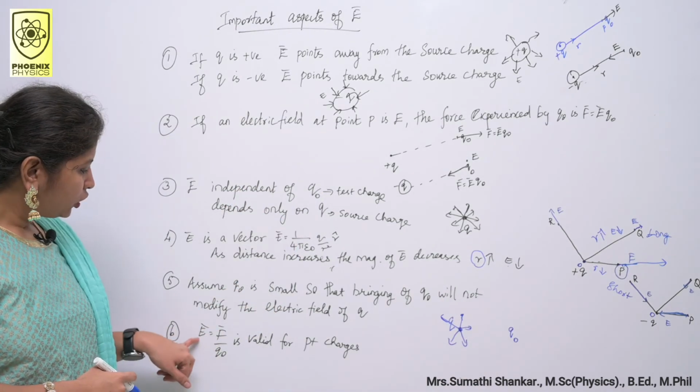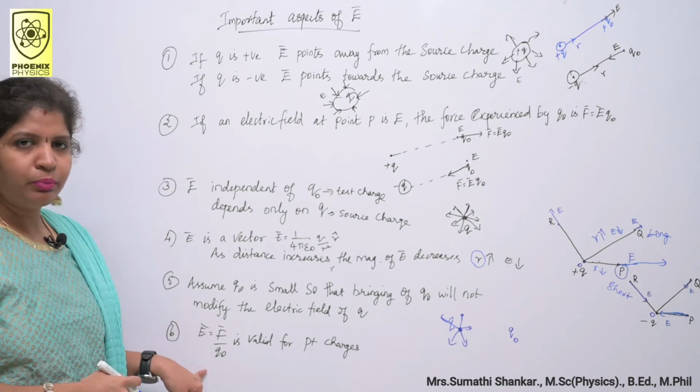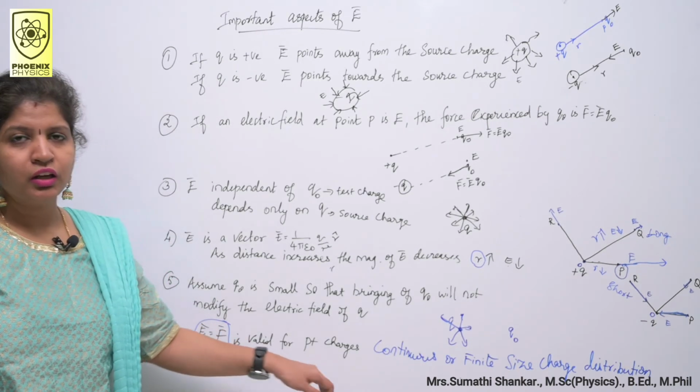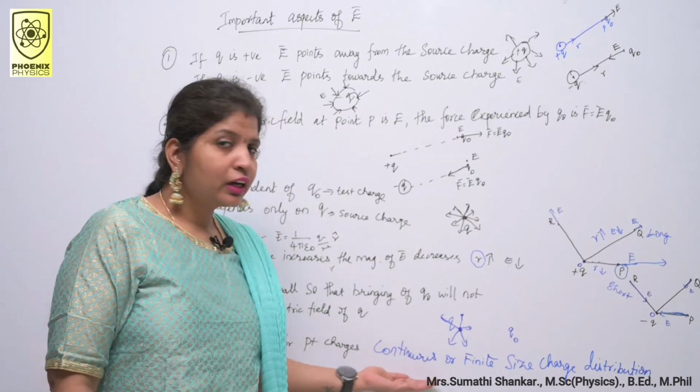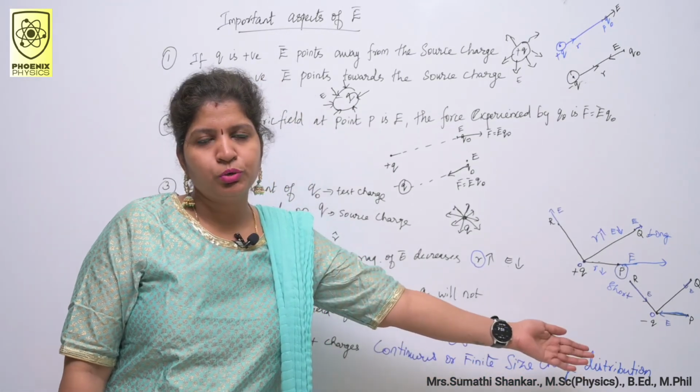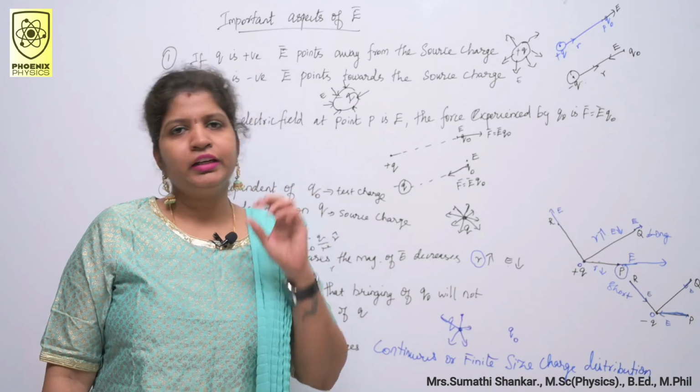Next one is, you know the relation E is equal to F by Q naught. This formula is valid only for a point charge. Suppose we have a continuous charge or finite size charge distribution, then we have to use integration.